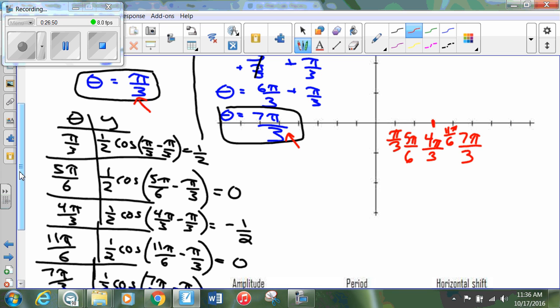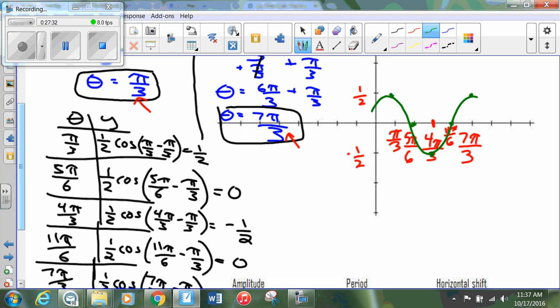So we've got a 1/2, we've got a -1/2, and when we graph our points, pi over 3 is 1/2. 5 pi over 6 is 0. 4 pi over 3 is -1/2. Back to 0, back to 1.